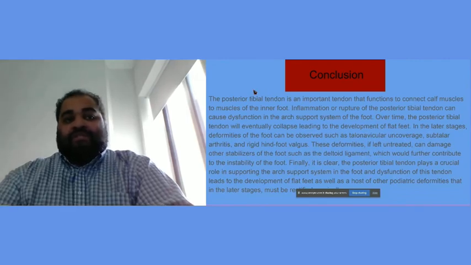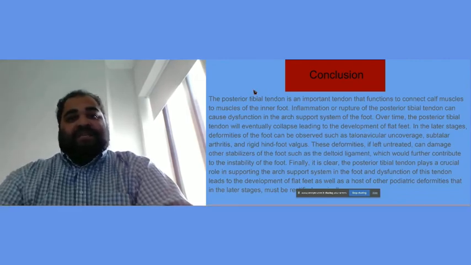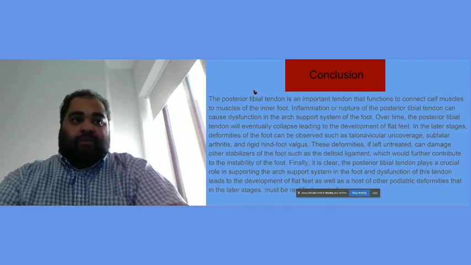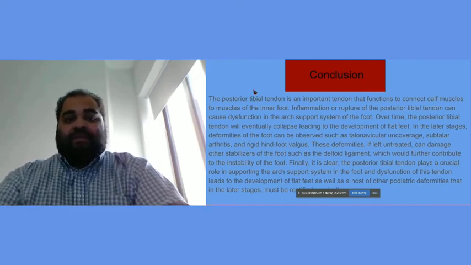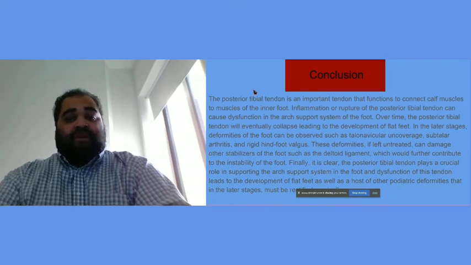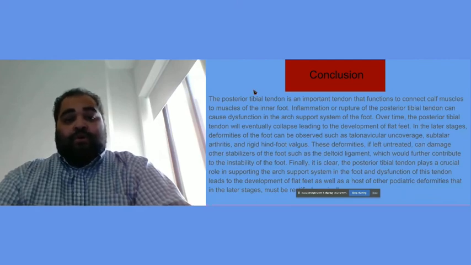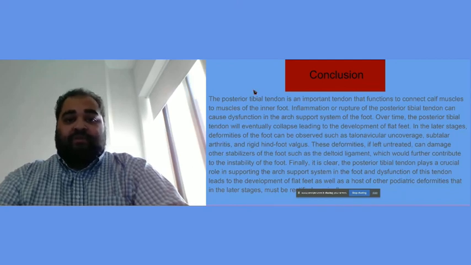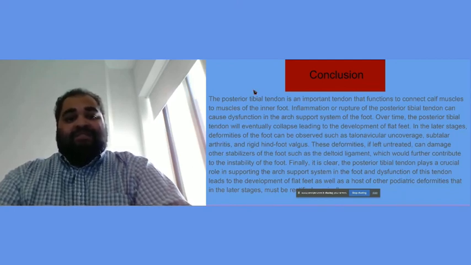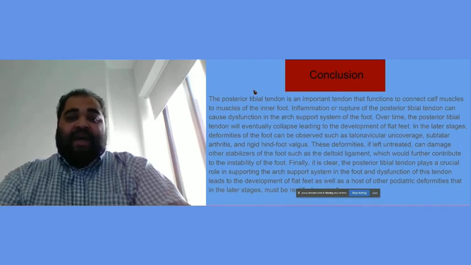In the later stages, deformities of the foot can be observed, such as talonavicular uncoverage, subtalar arthritis, and rigid hindfoot valgus. These deformities, if left untreated, can damage other stabilizers of the foot, such as the deltoid ligament, which would further contribute to the instability of the foot. Finally, it is clear the posterior tibial tendon plays a crucial role in supporting the arch support system in the foot, and dysfunction of this tendon leads to the development of flat feet, as well as a host of other podiatric deformities that in the later stages must be rectified surgically.